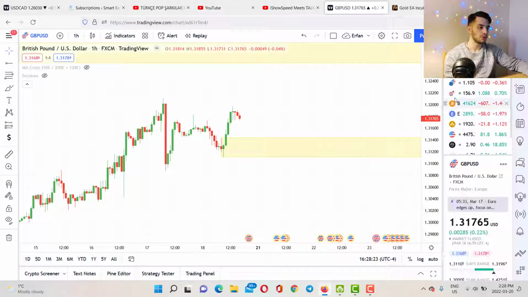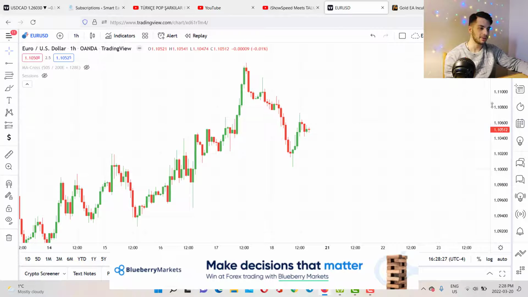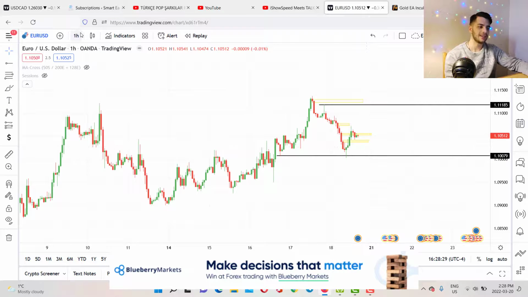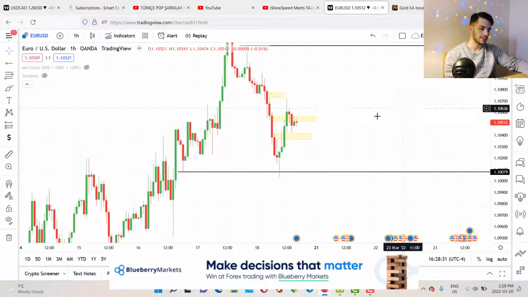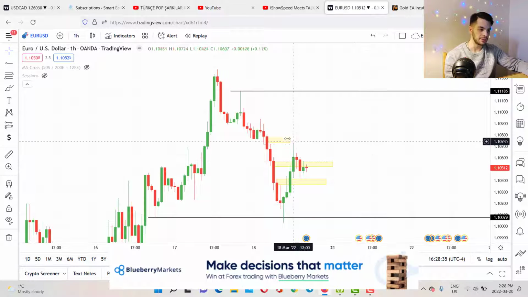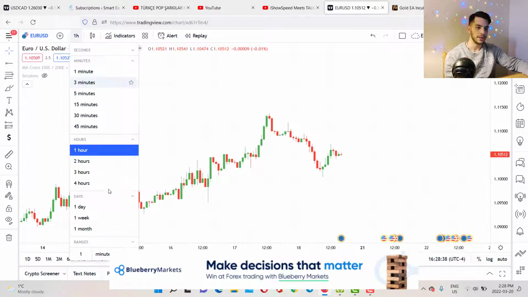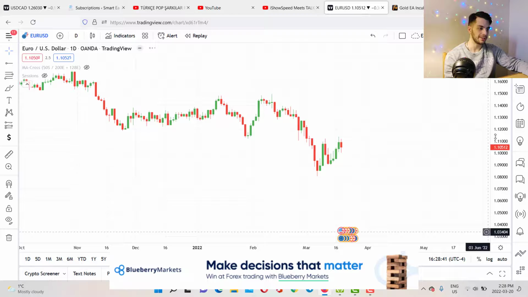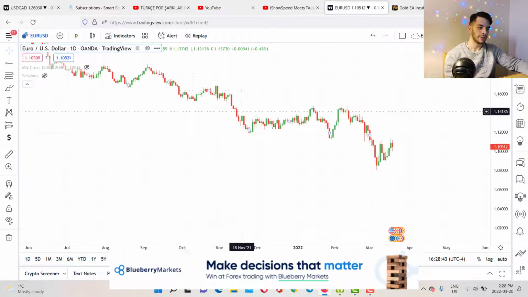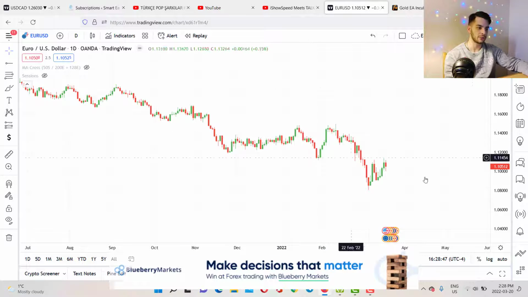So let's go to EURUSD to see what's going on here. It's almost the same as the GBPUSD. As you can see, I had some zones that I specified, so I'm going to remove everything here. It's way easier. And if I go to daily, I'm going to break it down to 4-hour and 1-hour. Even in daily, look at this, lower lows and lower highs. We are experiencing a bearish market here.